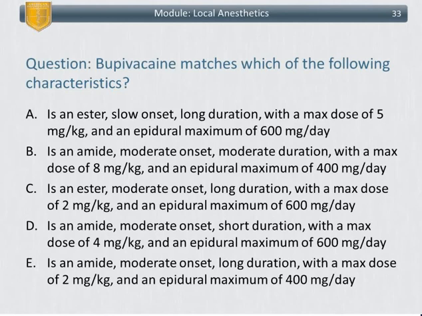Question for you. Bupivacaine matches which of the following characteristics? Choice A: it is an ester, it's slow onset, long duration, with a maximum dose of 5 milligrams per kilo and a maximum epidural dose of 600 milligrams per day.